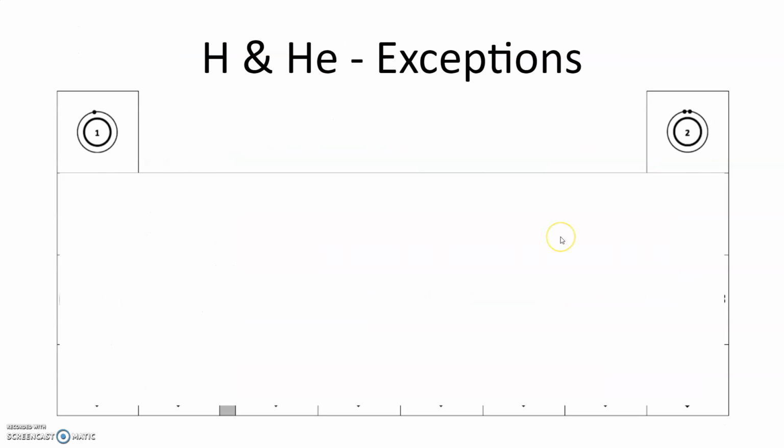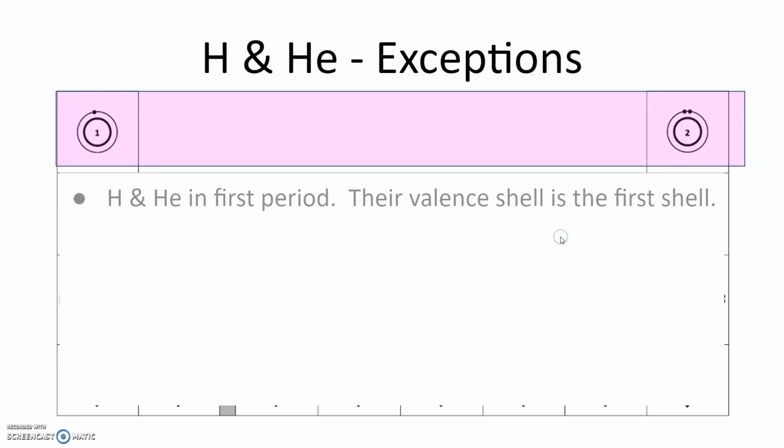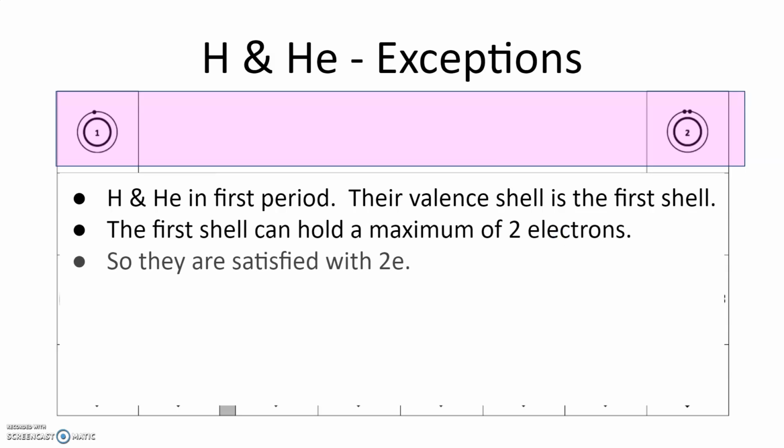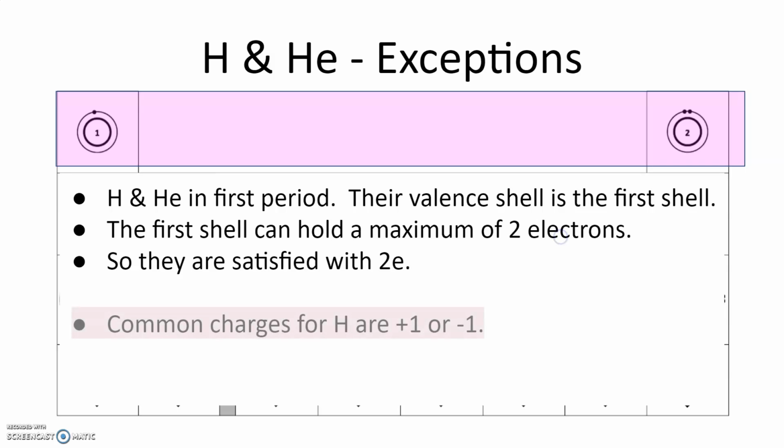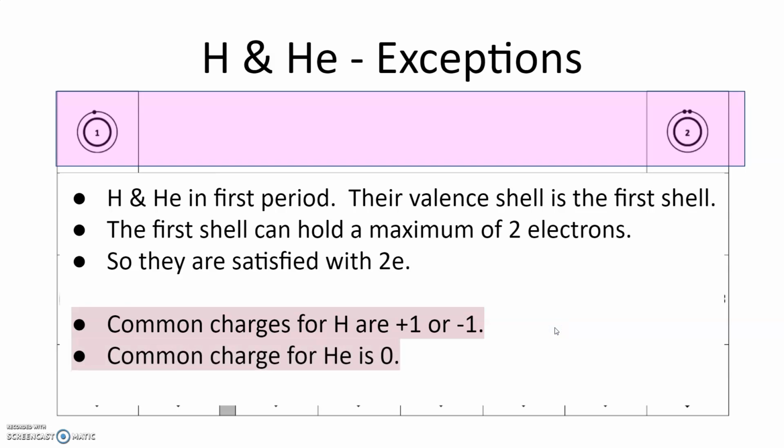All right, the exceptions, once again, will be hydrogen and helium. Remember that they're in the first period. Their valence shell is the first shell, which can only hold a maximum of 2 electrons. So that's what they'll be satisfied with, 2 electrons. The common charge for hydrogen is +1 or -1. The reason is that hydrogen can either lose the one that it has, or it can gain 1 to get a full shell of 2. In its case, losing 1 or gaining 1 is the same number, so the common charge for it will be plus or minus 1. Now helium, on the other hand, is a noble gas. It already has a satisfied shell, so its common charge is 0.